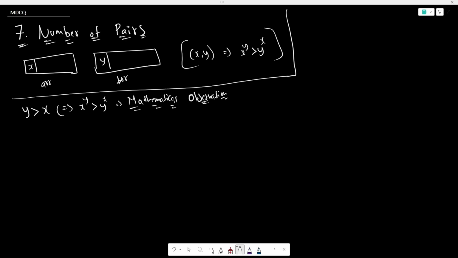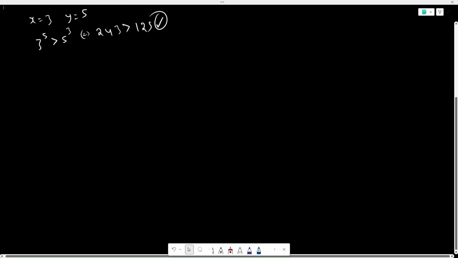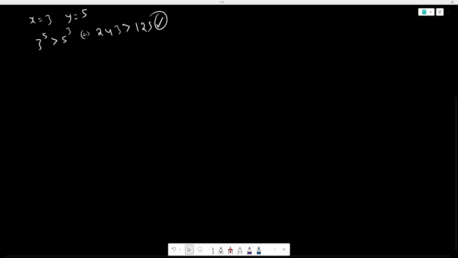So let's take an example. Let's take x equal to 3, y equal to 5. Obviously 3 power 5 is greater than 5 power 3. What is 3 power 5? 3 power 5 is 243, which is greater than 125. Obviously this is correct. So in most of the cases, whenever y is greater than x, x power y is greater than y power x. But there are some exceptions. We will see those exceptions now. The exceptions come only in the values of 0 and 1. If we handle the exceptions correctly, we can easily solve the problem.